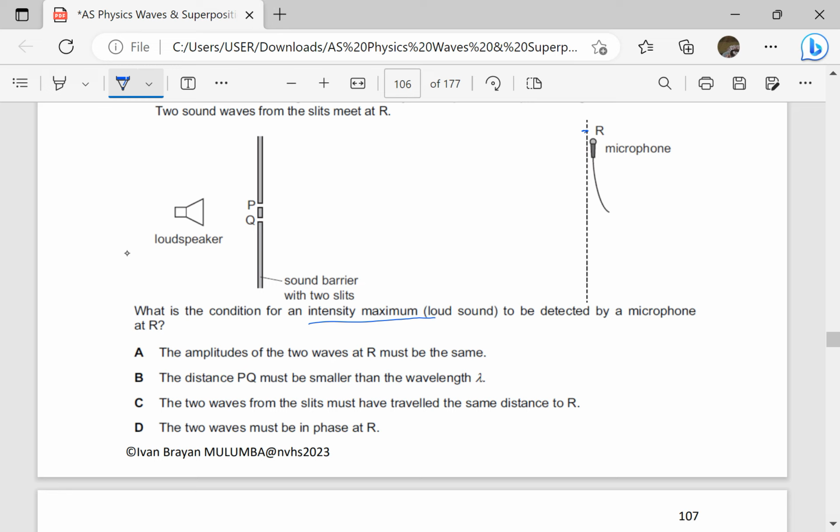The amplitudes of the two waves at R must be the same. Even if they're not the same, a maximum can be formed, and for a minimum too, even if the amplitudes are not the same. But for zero intensity, the amplitudes must be the same. Distance PQ must be smaller than a wavelength. That one is not necessary. The two waves from the slits must have traveled the same distance to R. Even if it is not the same distance, as long as they arrive in phase. So the answer is going to be D.